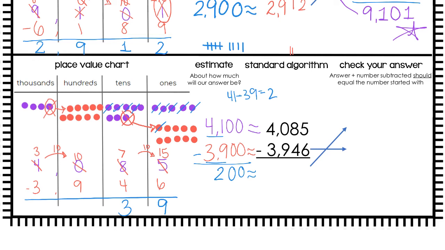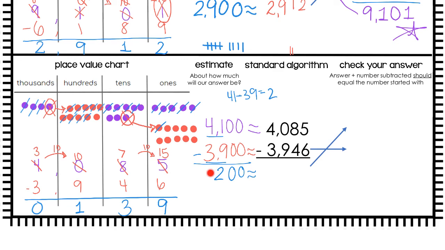10 minus 9, I can take away 9 by crossing them out. 1, 2, 3, 4, 5, 6, 7, 8, 9. I'm only left with 1. And then if we go to our thousands, we have 3,000s and we're taking away 3. So we say 1, 2, 3. Oh no, we have no more thousands. So our answer is 139.